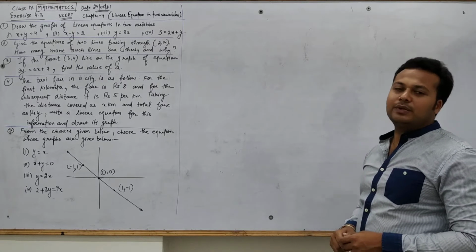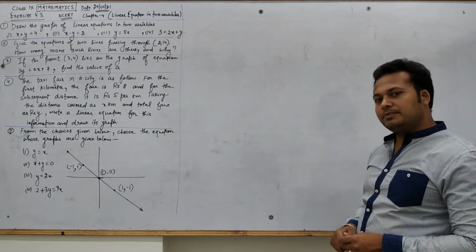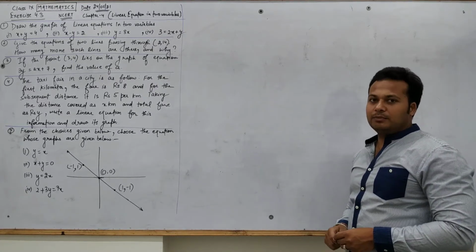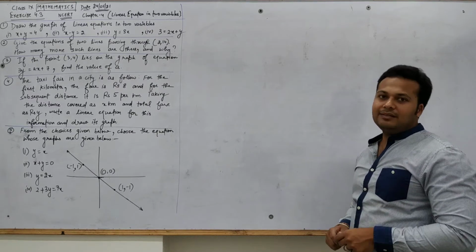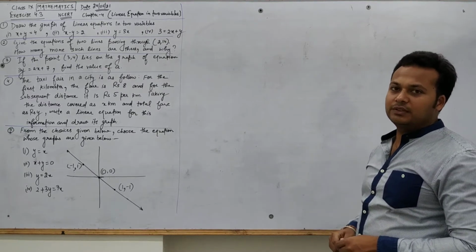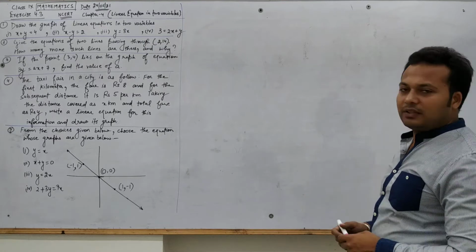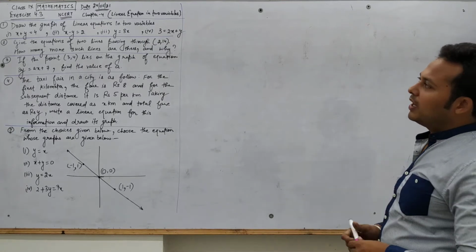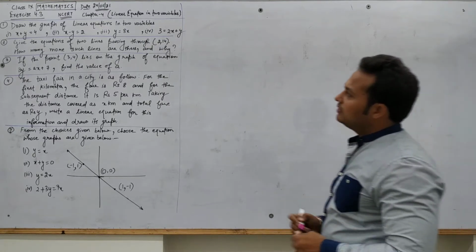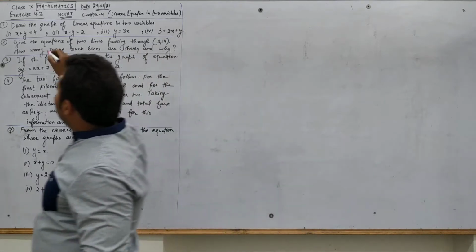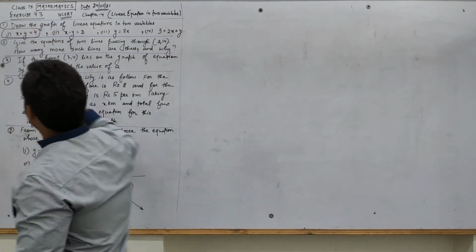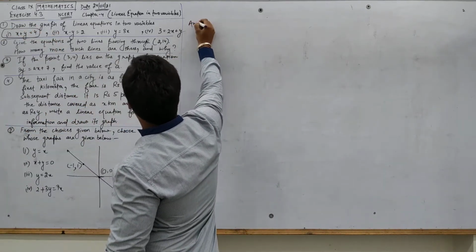Children, I will teach you exercise 4.3 of chapter 4 of our NCERT book. Chapter 4 name is linear equations in two variables. Okay, let's start with the first question. We are to draw the graph of linear equations in two variables. First one is x plus y equals 4.